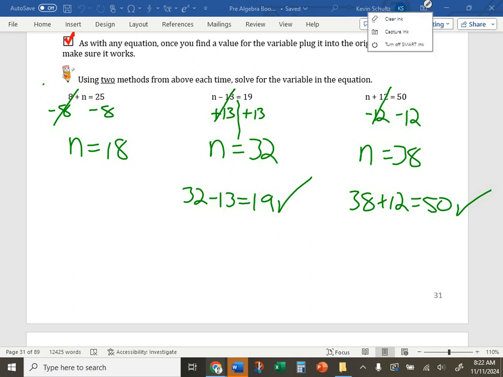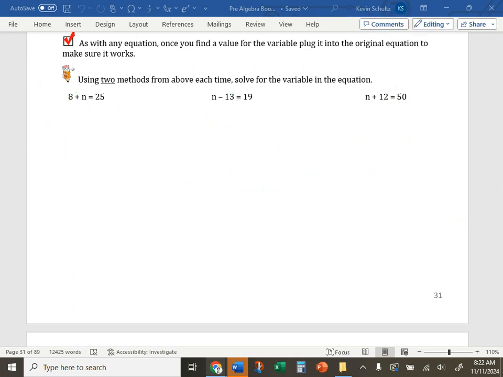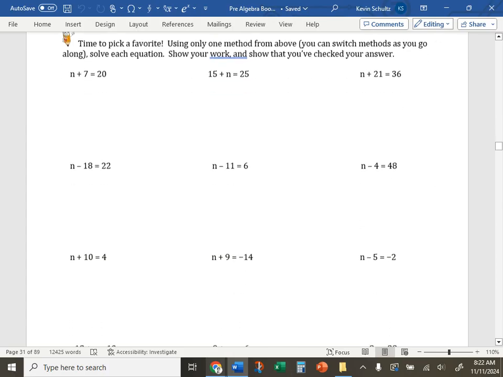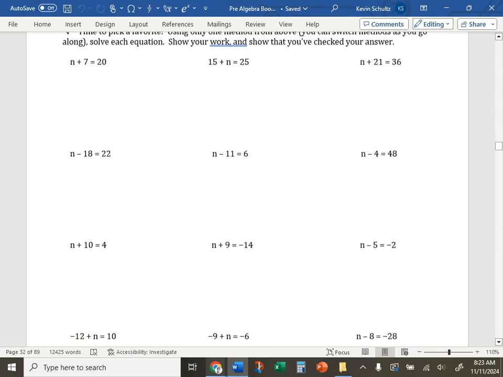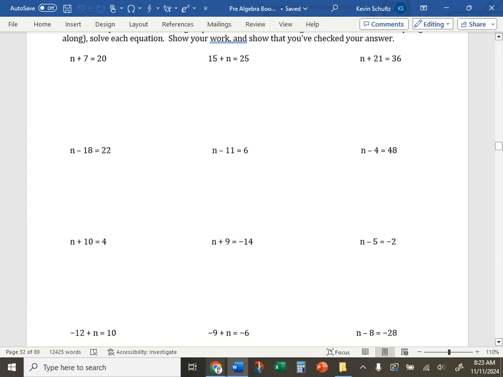Your homework for tomorrow, and we've got some time, we can do a couple up on the board here. It says, pick a favorite. You are only using opposite operations. Your work must be shown. So I said tests, you don't have to show your work. This is not a test, this is homework. You do need to show your work. Even if you're using a calculator, I need to see that opposite operation method that we talked about.